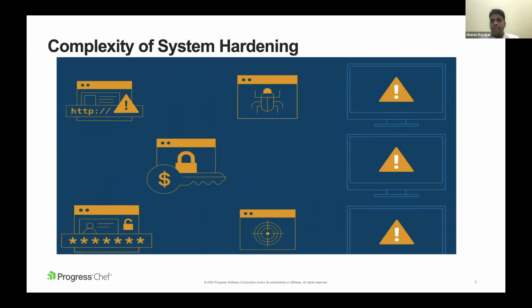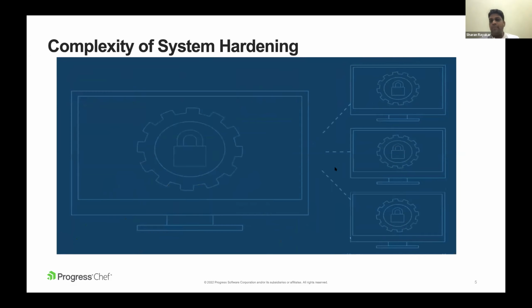For any organization to gather the data on all of their systems and configure them correctly, that's a lot of manual effort. And even if there is a little bit of a mistake, then all the time and manual effort will be wasted. So one of the ways engineering teams can avoid this is by automating the whole process, that is, automating the whole process of system hardening.